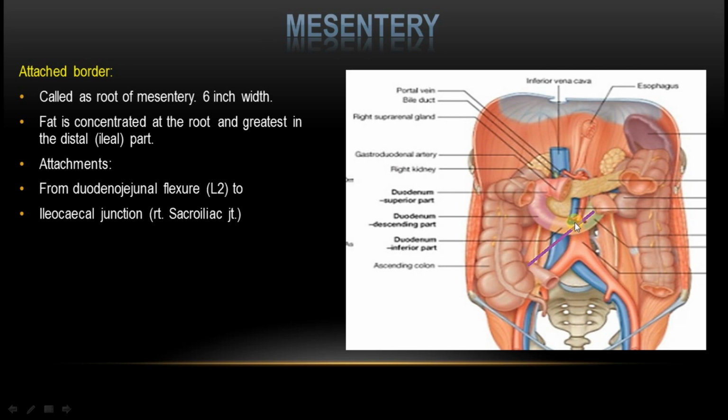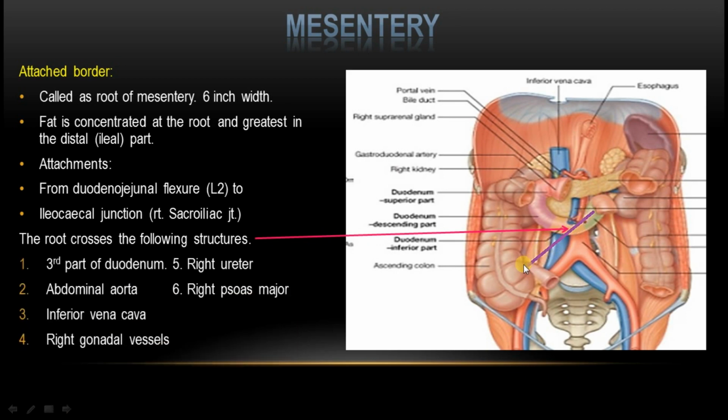The root crosses the following structures. It crosses the third part of duodenum, abdominal aorta, ureter, psoas major muscle, superior mesenteric artery, and gonadal artery, which comes from the aorta. The white colored line is the fixed border, the root of mesentery. So the third part of duodenum, as I told you, abdominal aorta, IVC, right gonadal vessels, ureter, and right psoas major muscle. These are the structures crossed.